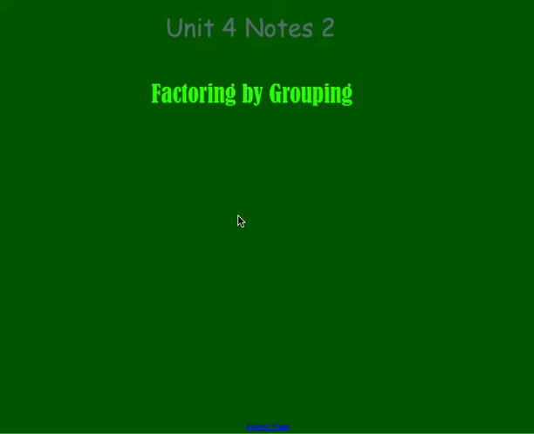Here, and today we're going to be doing Unit 4 Notes 2. So today we're going to talk about factoring by grouping. We're going to be using some of the skills that we learned yesterday when we talked about pulling out the greatest common factor. That's going to be really important in what we do today. So let's go ahead and start by taking a look at factoring by grouping.